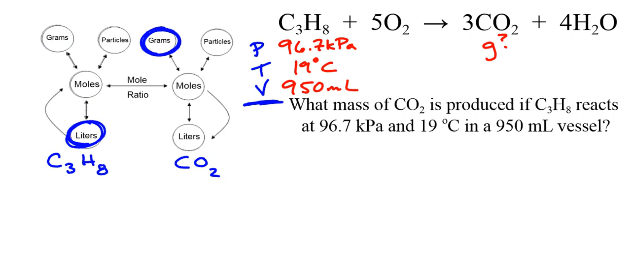So I am not at STP. Again, for it to be STP, I'd have to have 101.3 kPa, and I'd have to have 0 degrees Celsius. That's not the case. So I need to take a detour, then I need to go this route, and then I need to go that route. So the only way to get there is using n equals PV over RT. So that's how I'm going to start it.